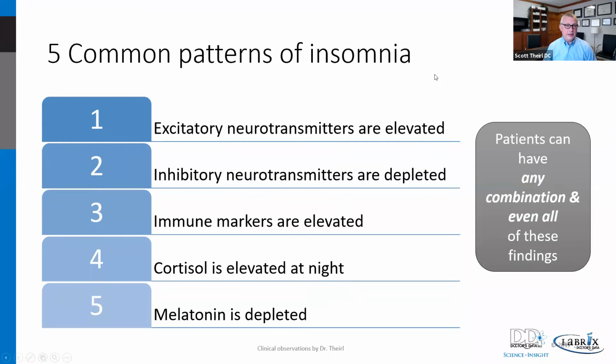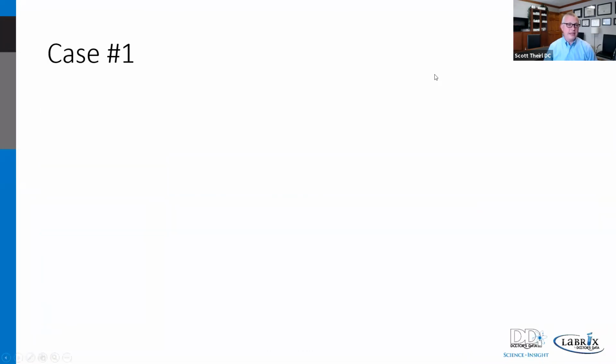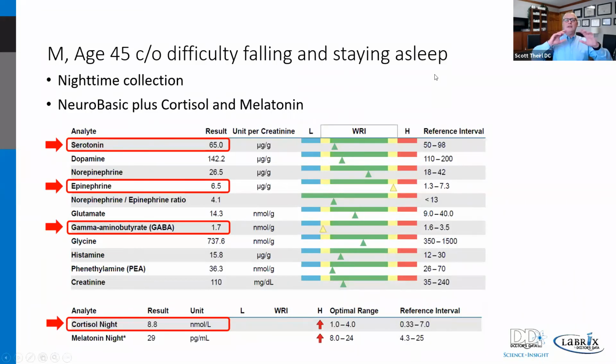Come on, slide deck. Let's go on into this first case. We're going to start out just nice and generic, right? This is an otherwise healthy 45-year-old. No medications, a tiny bit of melatonin on occasion. And when I say tiny, it's less than 3 milligrams. "Scott, I have difficulty falling and staying asleep."